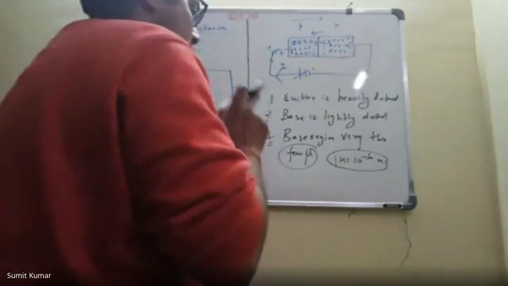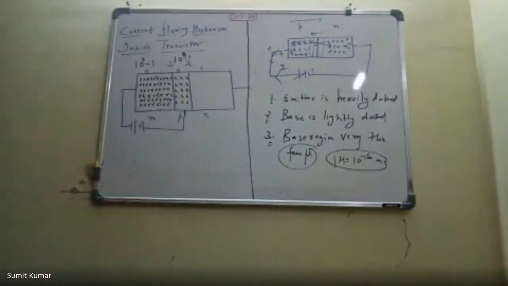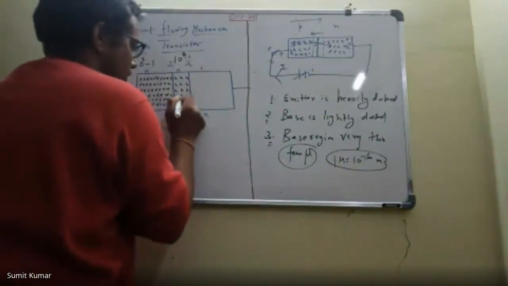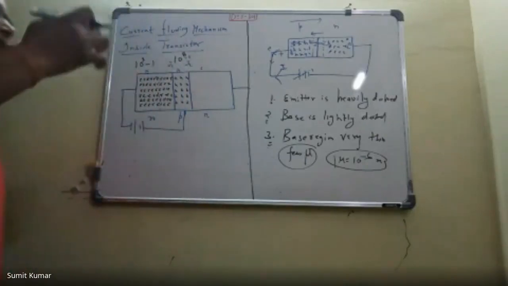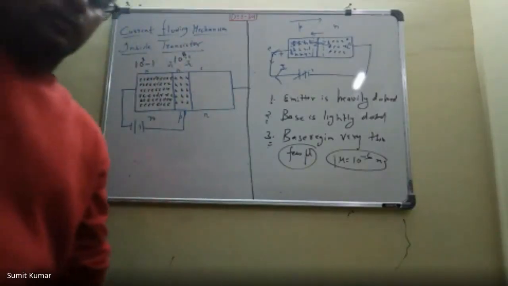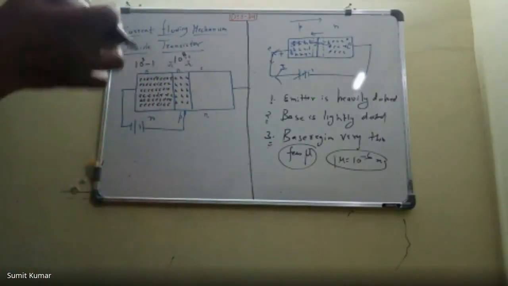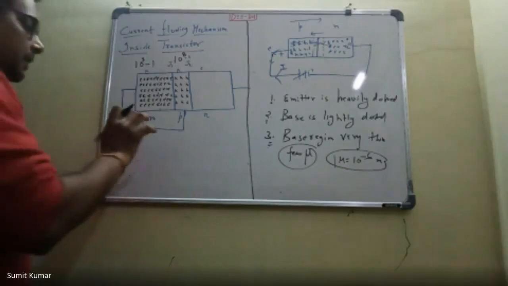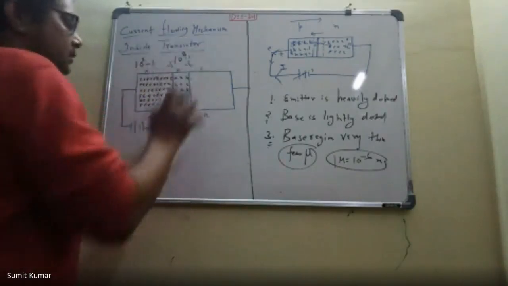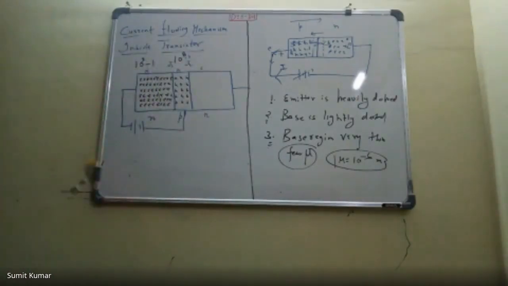And the third and the most important point is the base region is very thin. So actually we can draw a large figure, and even larger figures, in order to make you understand. I can draw larger figures, but practically this is very small. We are drawing this like this in order to make you understand, but practically this is very small.